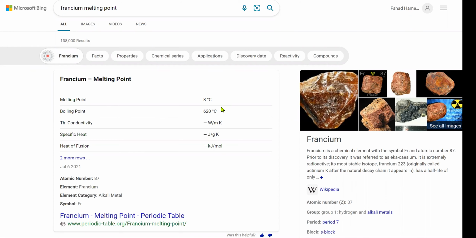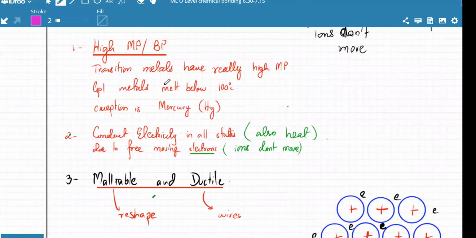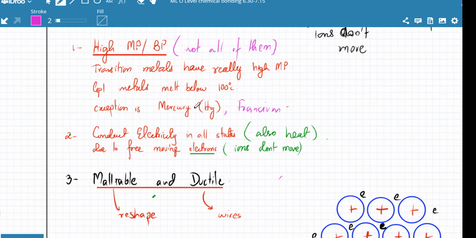So remember, when we say that metals have high melting points, that's not always true because there's a lot of exceptions, like mercury, and we can add francium as well. We just did that. So the point is, most of the metals do have high melting and boiling points, but not all of them. So the general trend is that they do have high melting points, but not all of them.